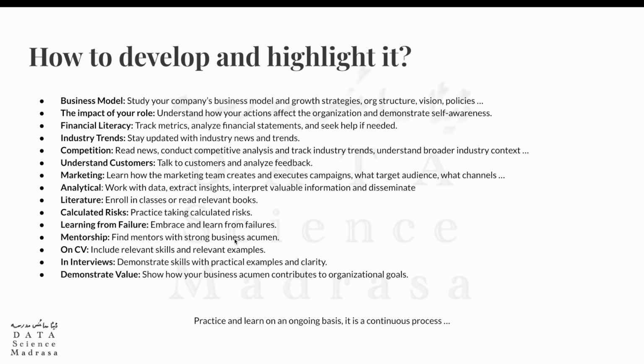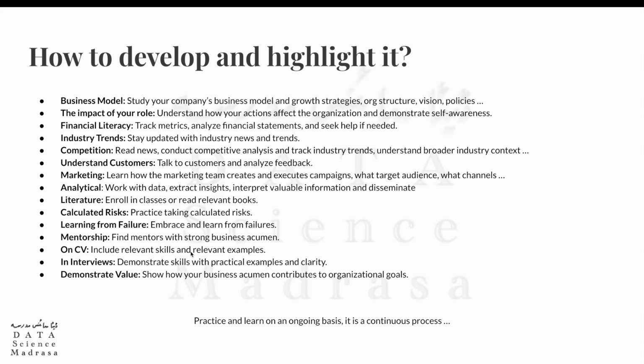Find mentors with strong business acumen. You can go to leaders in the business and ask to have meetings with them or engage with them socially, or you can ask for a shadowing opportunity, so you can shadow a senior leader in a different department. This is quite a common process that's offered to new joiners in companies.